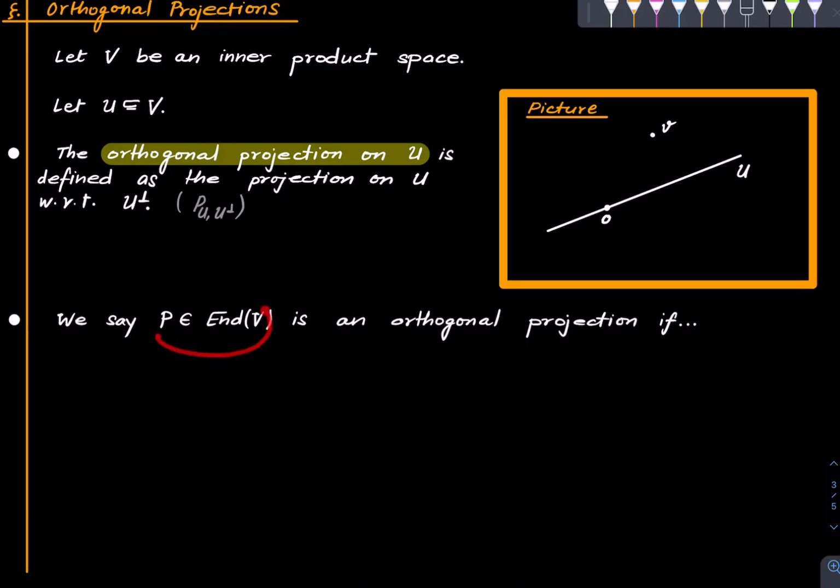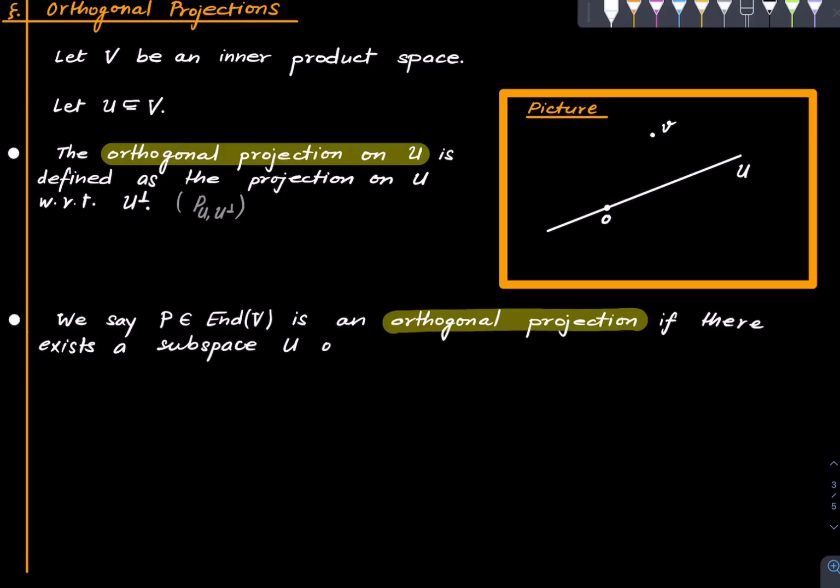We say that a linear endomorphism on the inner product space V is an orthogonal projection. So there is no notion of a subspace right now. In the previous definition, we had a subspace and we defined orthogonal projection on it. Now, an endomorphism P is called an orthogonal projection if there exists a subspace U of V such that P is the orthogonal projection on U. Right? So very natural definitions.